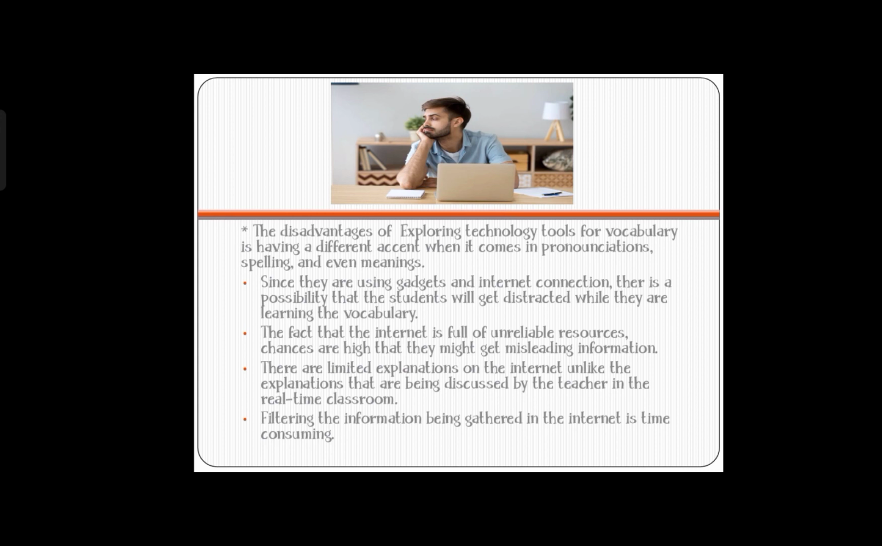The disadvantages of exploring technology tools for vocabulary include having a different accent when it comes to pronunciation, spelling, and even meanings. Since they are using gadgets and an internet connection, there is a possibility that the student will get distracted while they are learning the vocabulary. The fact that the internet is full of unreliable resources means chances are high that they might get misleading information. There are limited explanations on the internet, unlike the explanations that are discussed by the teacher in the real-time classroom. Filtering the information gathered on the internet is time-consuming.